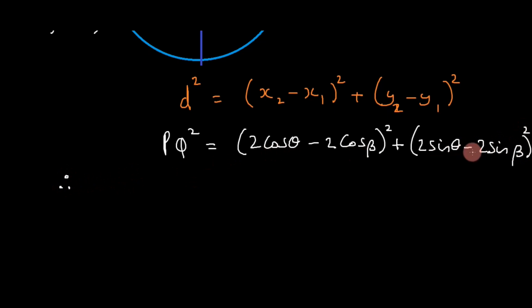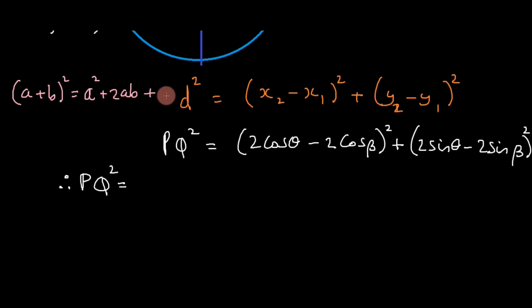We're going to square out on the right hand side here. So we're going to use this basic rule of algebra. We know that a plus b all squared is a squared, so the first term squared, plus the first term times the second term times 2, so twice ab, plus the second term squared.